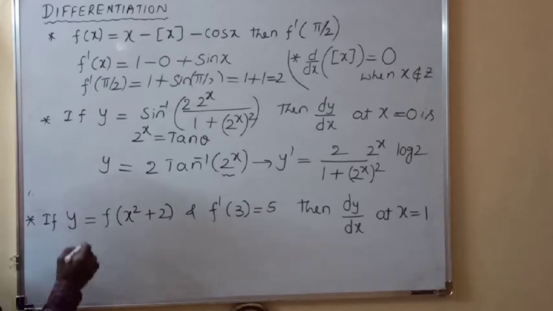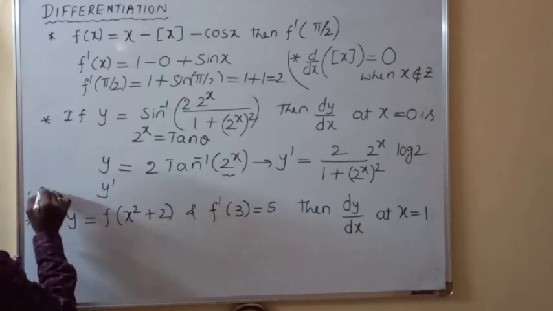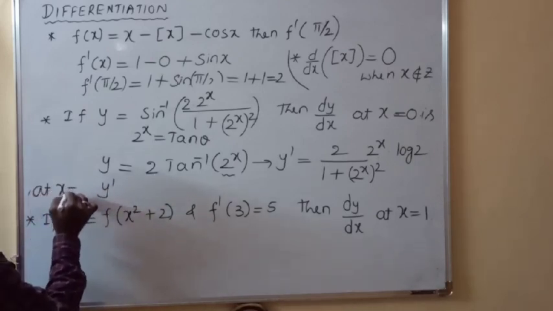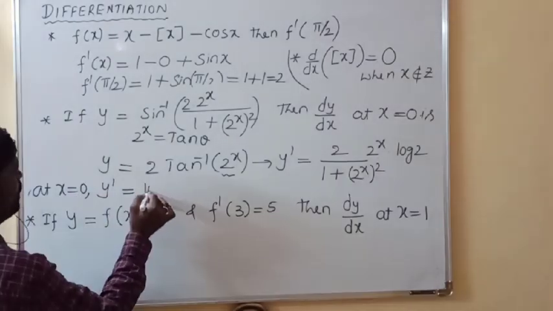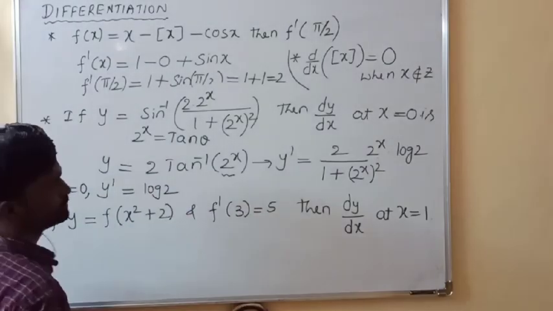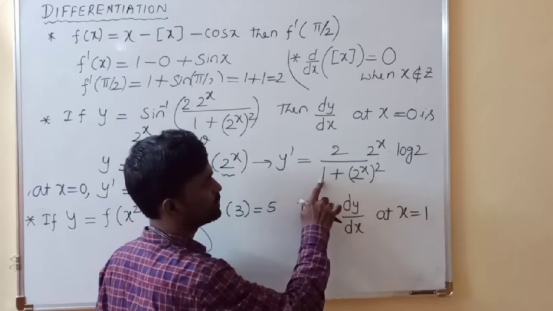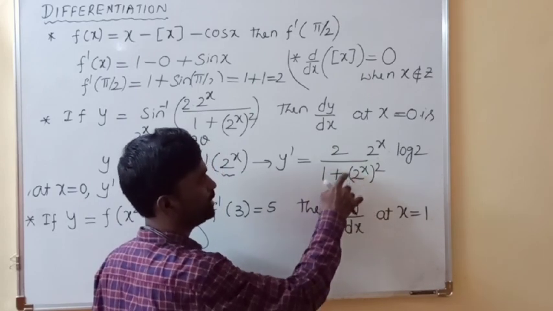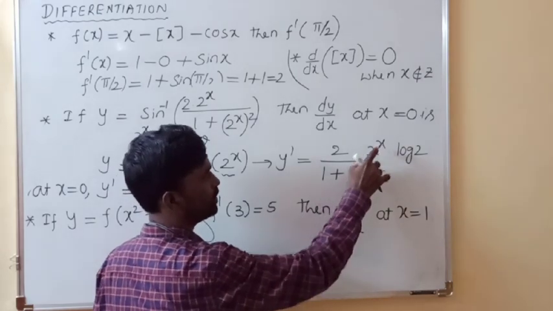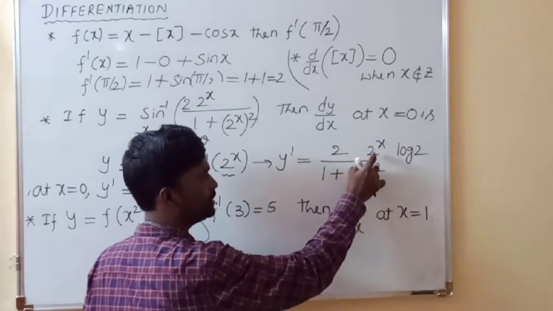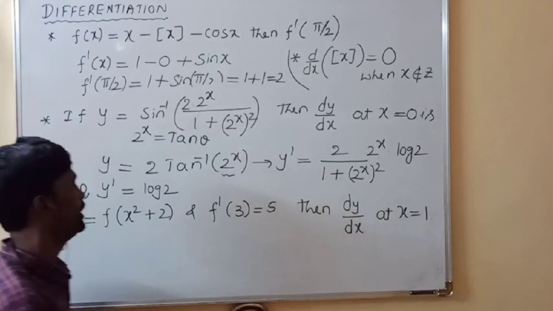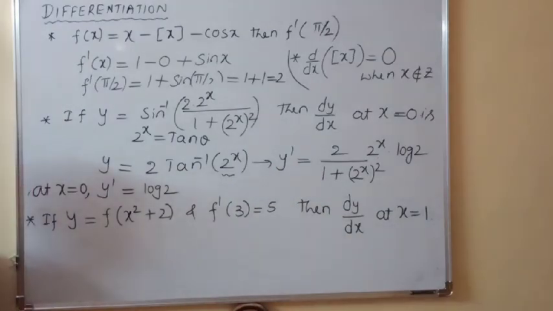Now you put x value 0, what will you get? Y dash, if you put x value 0, what will you get? Y dash is log 2, because 2 power 0 is how much? 1. So this 1 plus 1 is 2. 2 by 2 is 1. Again 2 power 0 is 1. So 1 into log 2, and 1 into log 2 is log 2.